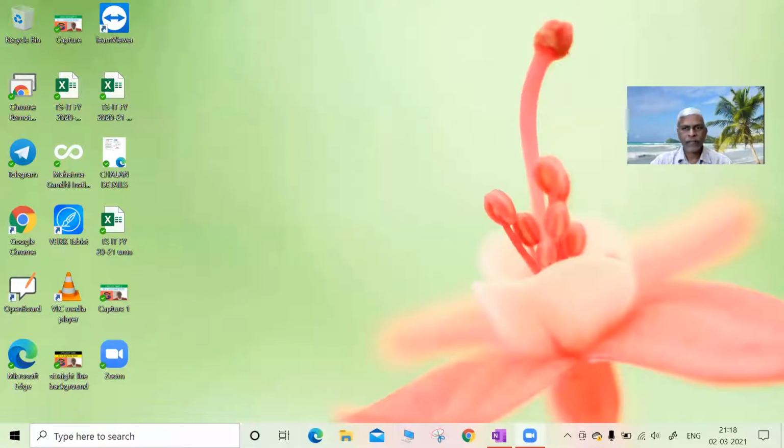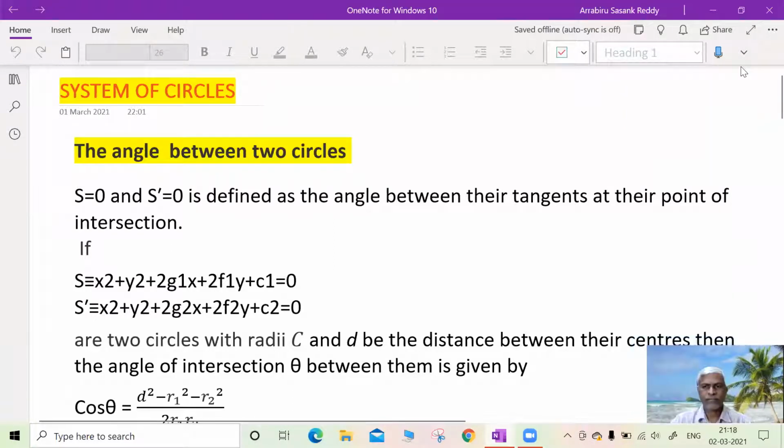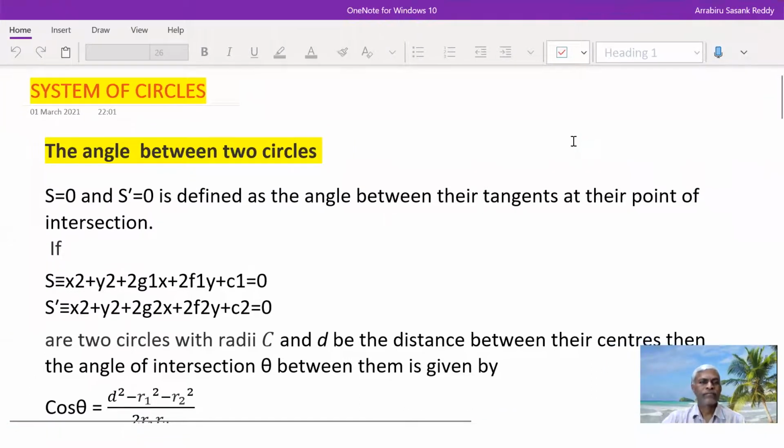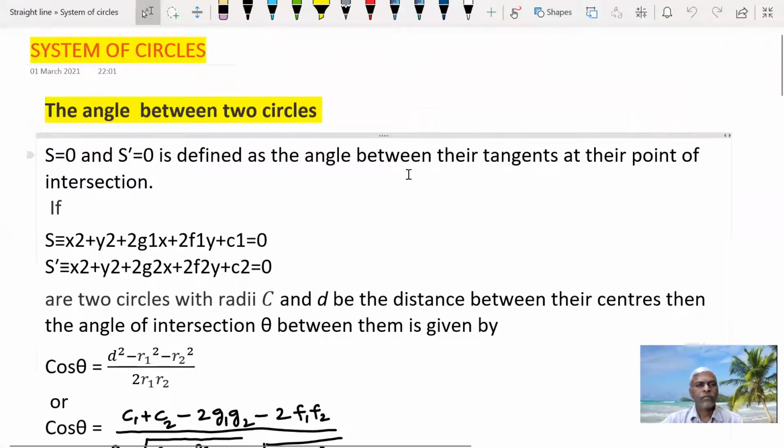Welcome to mathematics class, System of Circles, Part 1. వృత్త సరణి మొదటి భాగం.